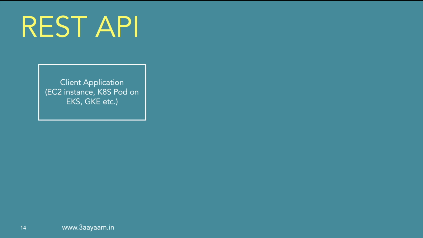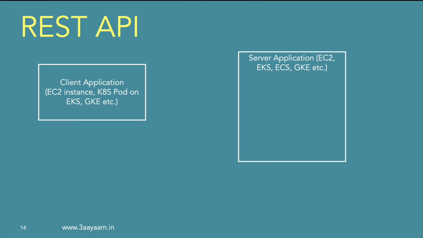So we have this client application, which is nothing but a program. It can be running on an EC2 instance. It can be running on Kubernetes pods on EKS or Kubernetes pods on Google Kubernetes Engine or any other application server for that matter. Likewise, we have servers also. Servers are nothing but application programs, which again might be running on EC2 instances, EKS clusters on AWS, or ECS clusters, or GKE on GCP. Same is the case with Azure also.